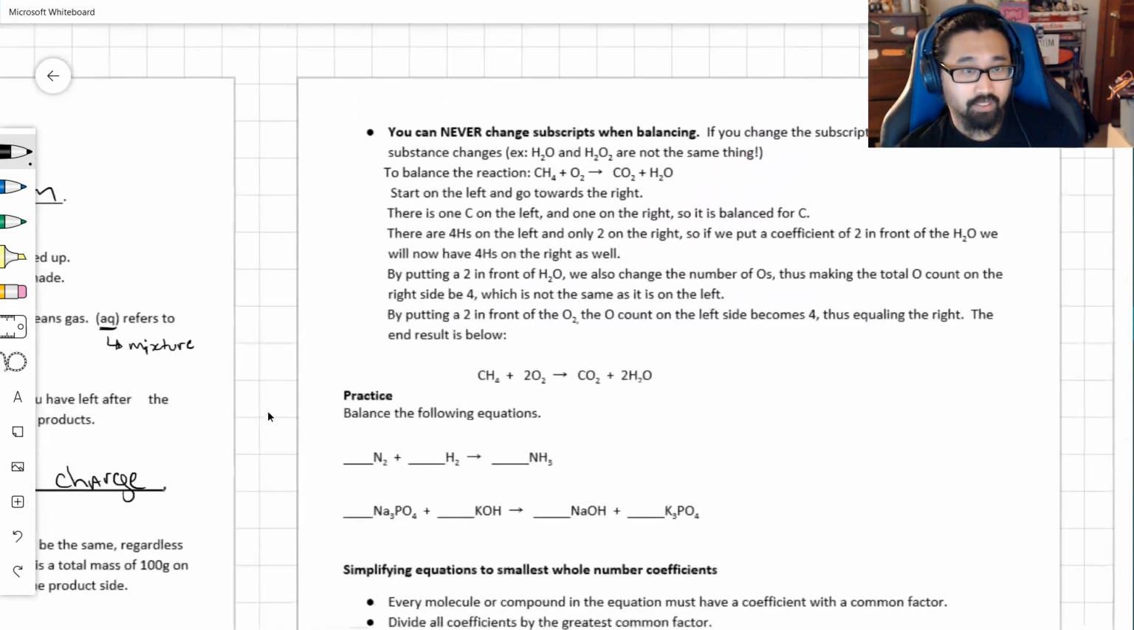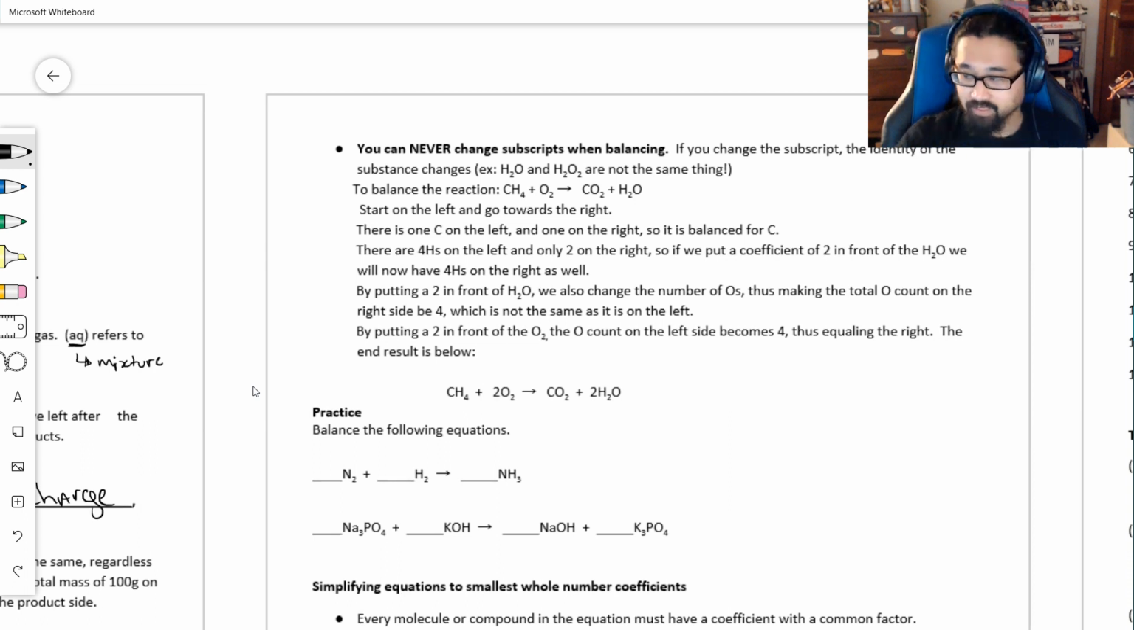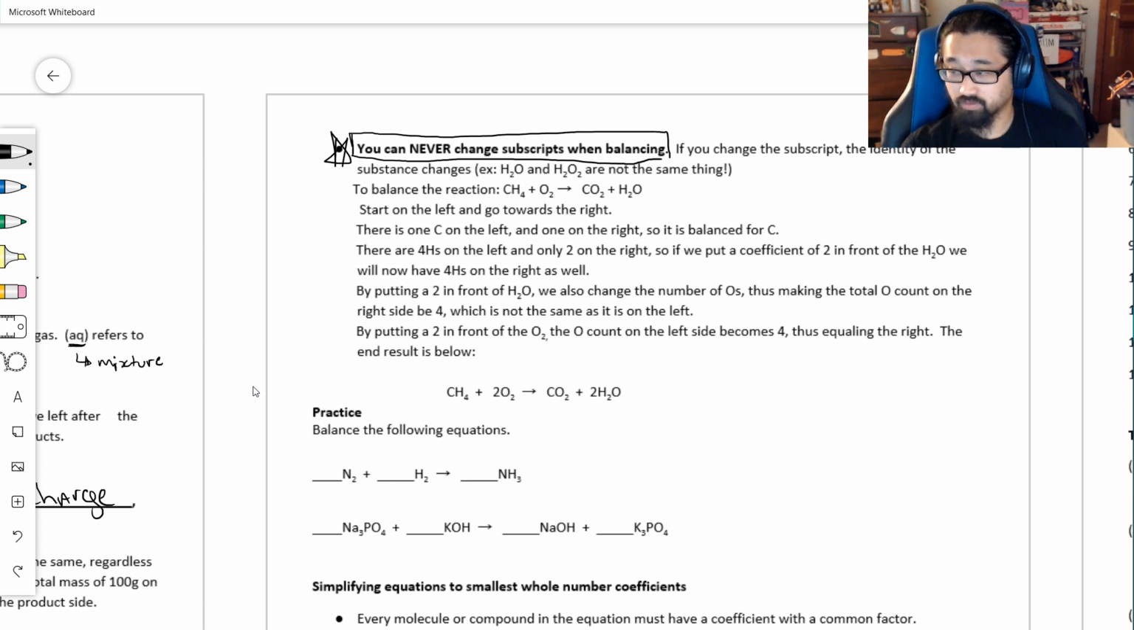Now, the last thing to look at here is you cannot change subscripts when you balance. You only change coefficients, right? So H2O, H2O2 are not the same thing. This process is what I did on the bottom of the other page, right?